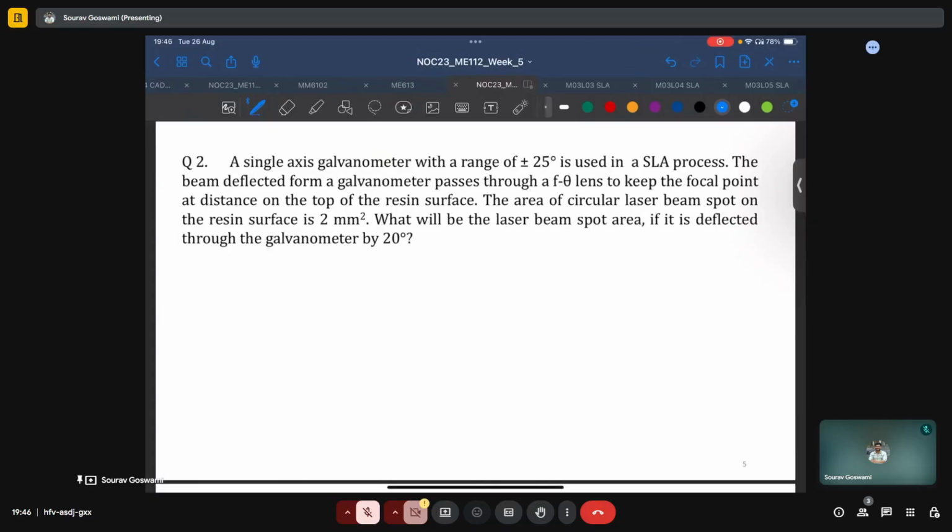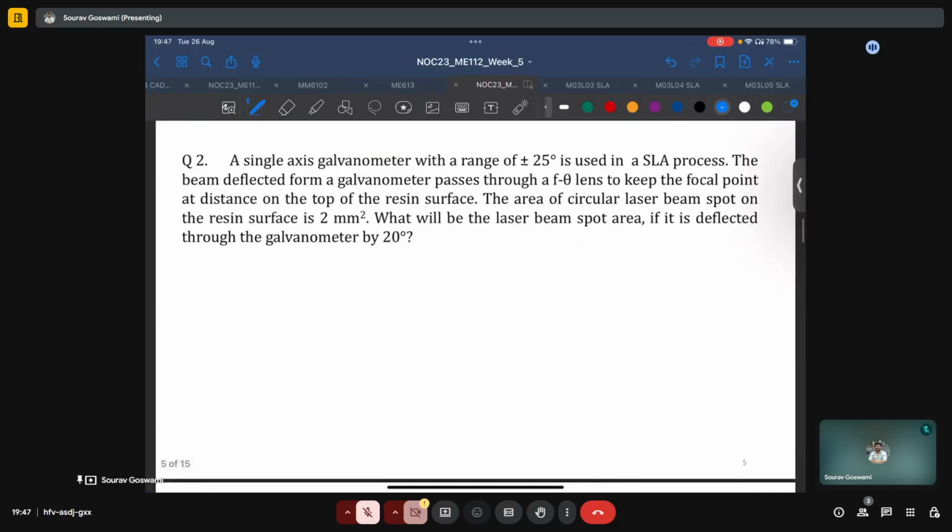The next question is on the laser beam shape distortion and says that a single axis galvanometer with a range of plus minus 25 degrees is used in an SLA process. The beam deflected from the galvanometer passes through an f theta lens to keep the focal point at a distance on top of the resin surface. The area of the circular laser beam spot on the resin surface is 2 mm square. What will be the laser beam spot area if it is deflected through the galvanometer by 20 degrees?